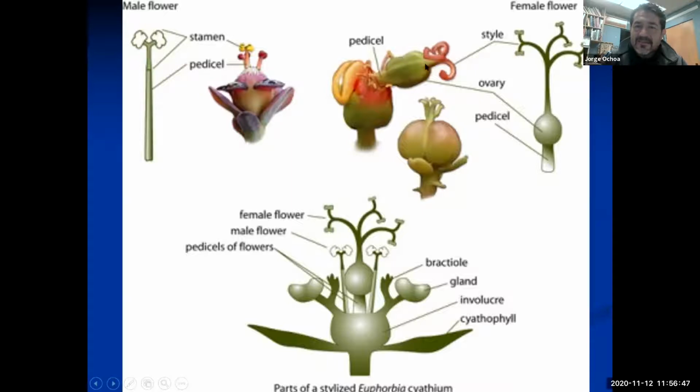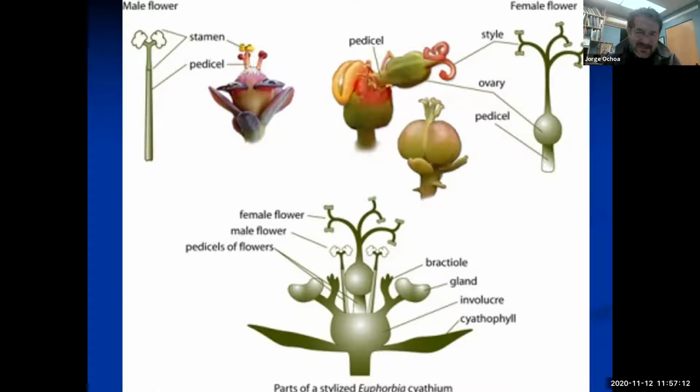And then the female flowers will have just the stigma, the style, the ovary, and the pedicel there. And so when you clump them together, here's a side view drawing of the flower cluster. So you have the female flower in the center, surrounded by the male flowers around it. And that's going to be the case for them.